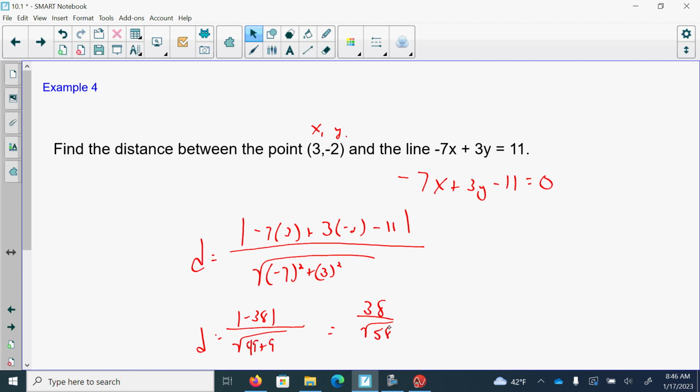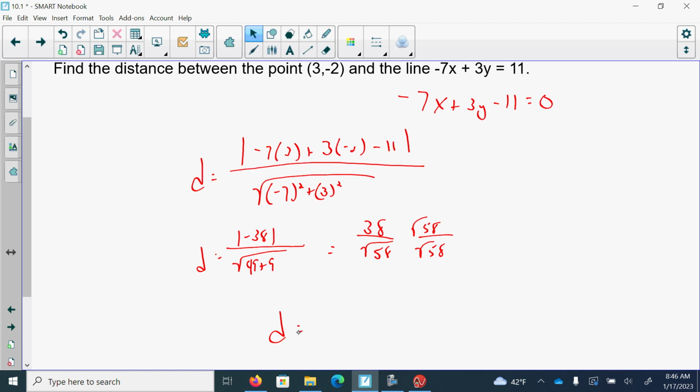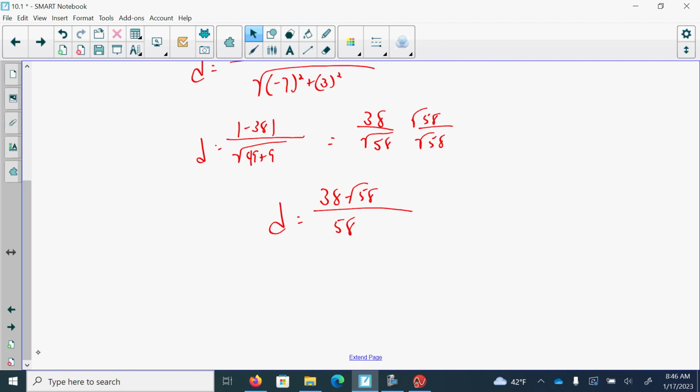58 is just 2 times 29, so I cannot simplify that, so I am going to rationalize. My final answer for my distance is going to equal 38 times the square root of 58 all over 58. Whoopsie, I can simplify that, can I not? I can. So my distance is equal to 19 times the square root of 58 over 29. And that is my final distance.